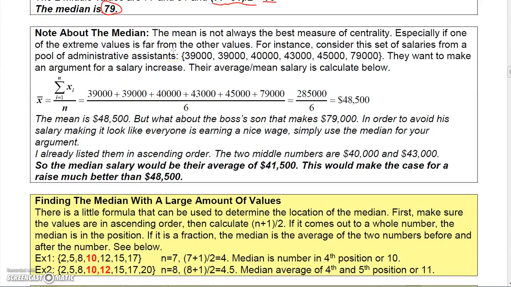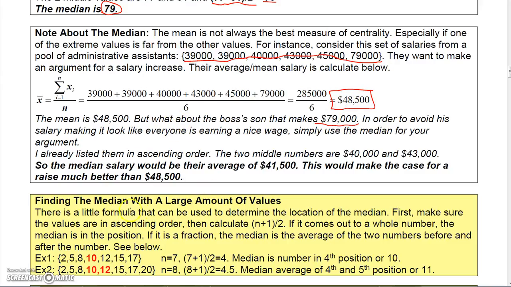Now, the reason you might want to use a median is consider salaries. Consider these 6 salaries: 39K, 39K, 40K, 43K, 45K, and 79K. If you added all these up and then divided by 6, you would get a mean salary of $48,500. But let's say the boss's son is the one making $79,000. If you went to the supervisor and tried to argue that you needed a raise, he might say, well, look, the average salary is $48,500, and that's not bad.